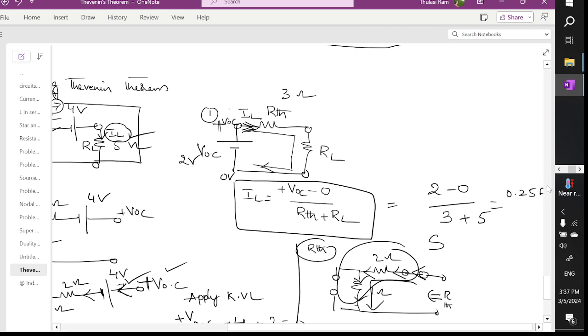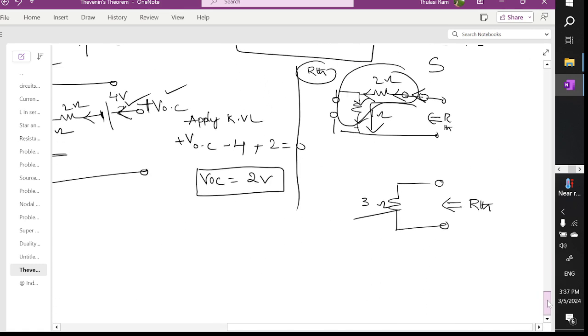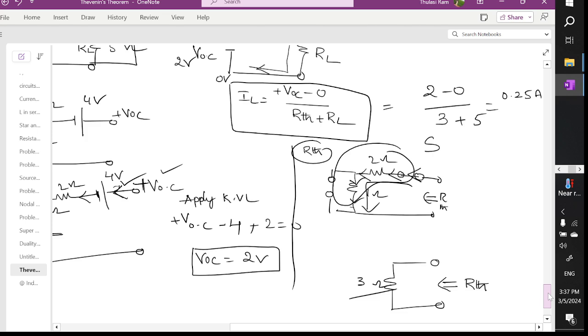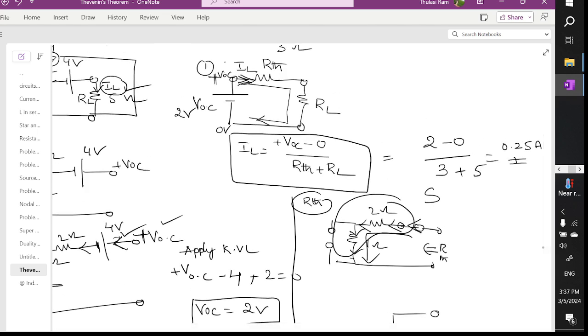So 3 plus 5, we get the resultant current as 0.25 amperes. The load resistor we have is 5 ohm. So from this step we get the resultant current of 0.25 amperes.